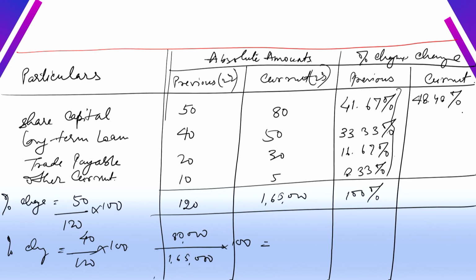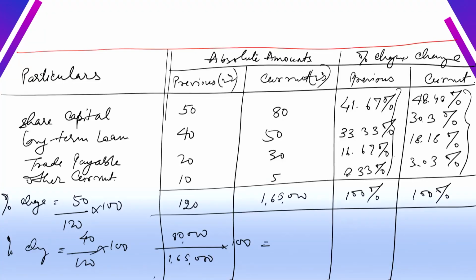Coming to the long-term loans, 50,000 of 1,65,000 will come at around 30.3%. 30,000 of 1,65,000 will come at around 18.18%. And similarly, 5,000 of 1,65,000 will come at around 3.03%. And when we add them up, it will come to 100%. So this helps us to show the comparison in the percentage change.